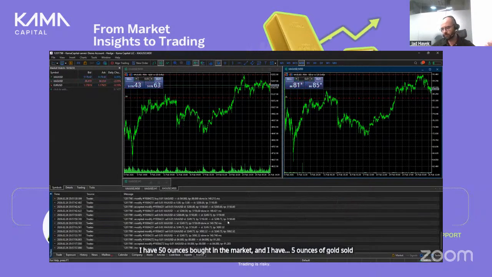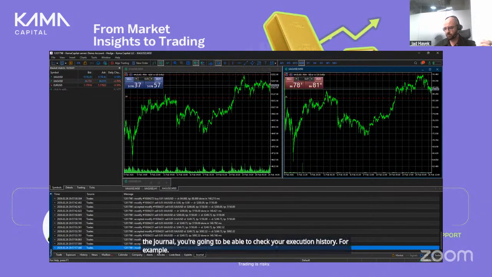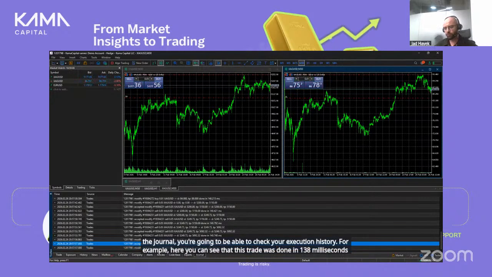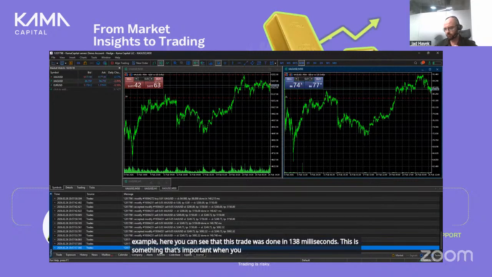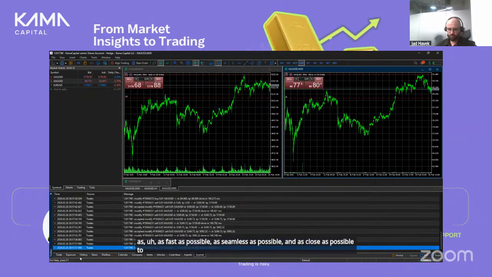On the journal, you're going to be able to check your execution history. For example, here you can see that this trade was done in 138 milliseconds. This is something that's important when you choose your broker, to make sure that their execution is as fast as possible, as seamless as possible, and as close as possible to your requested price.